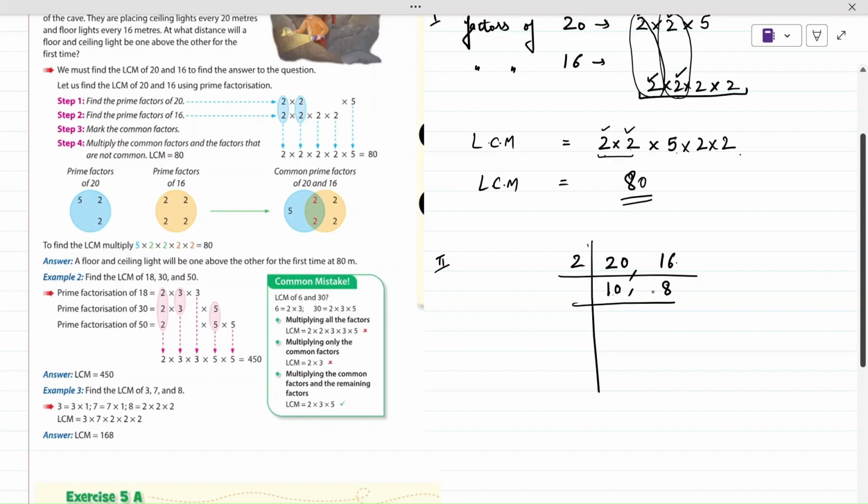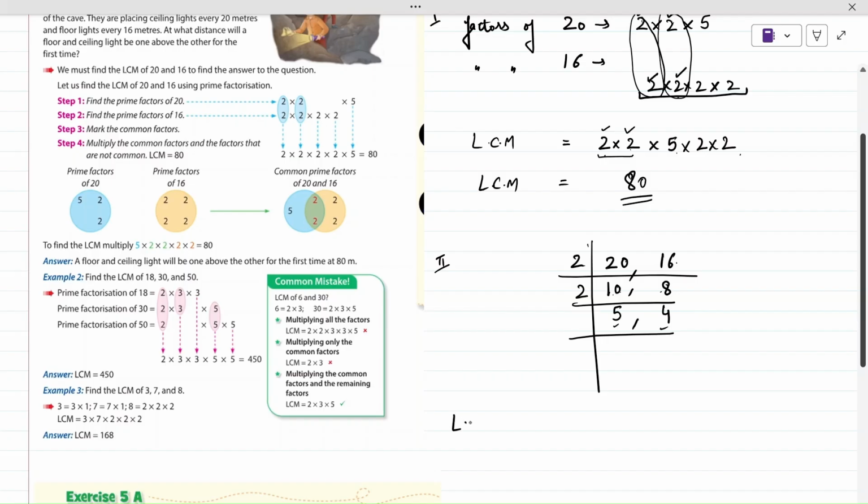And then 10 and 8, they are again coming in the table of 2. So we can divide this with 2 again. 2 into 5, 2 into 4. Right? We are dividing them together. Now coming to 5 and 4, they do not have any common factors. They are the remaining numbers.